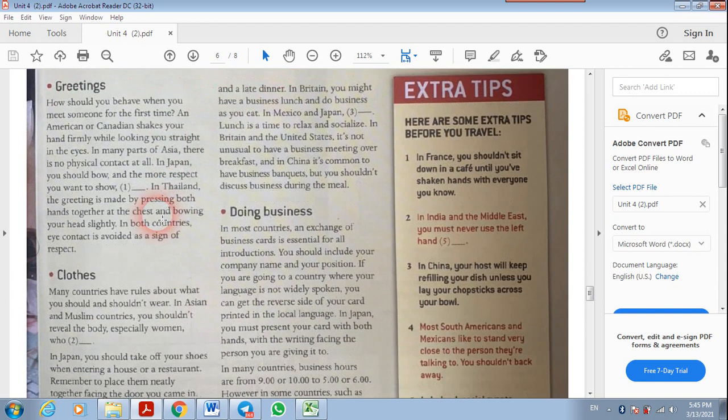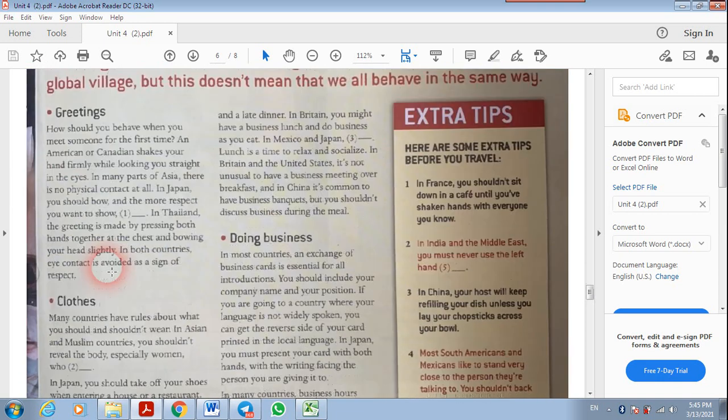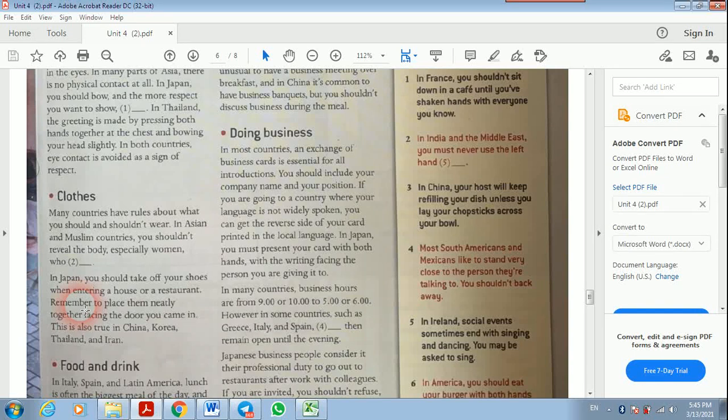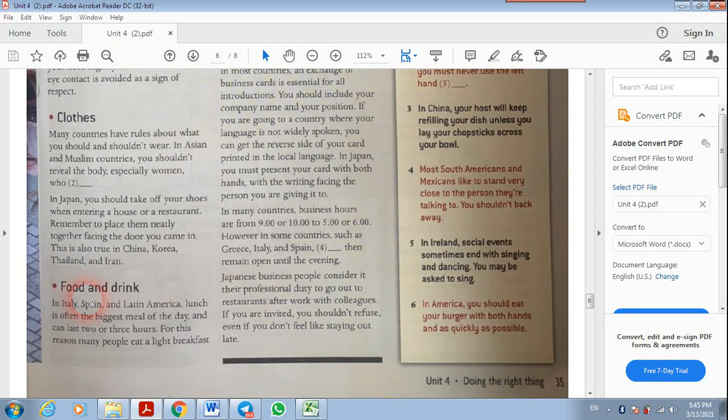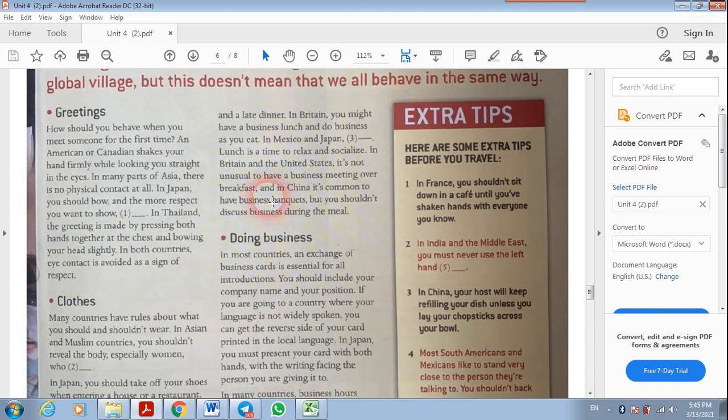We will see now how people greet each other, wear clothes, eat or consume food and drink, and do business in a number of countries in different regions of the world.